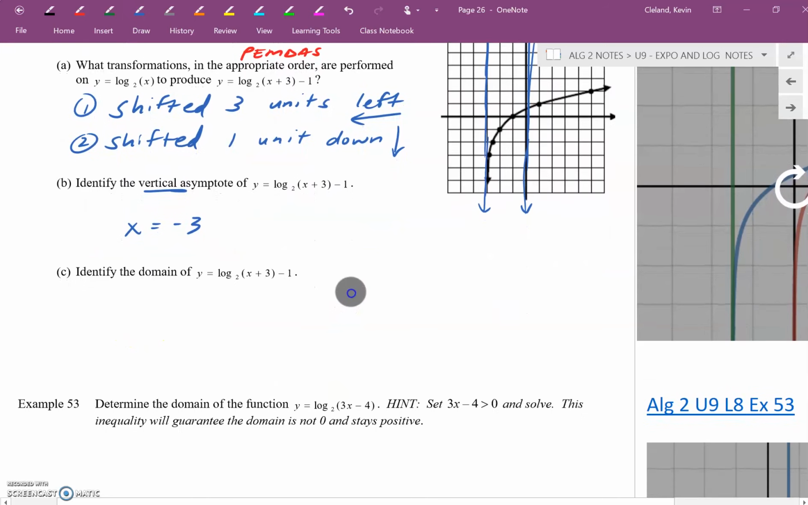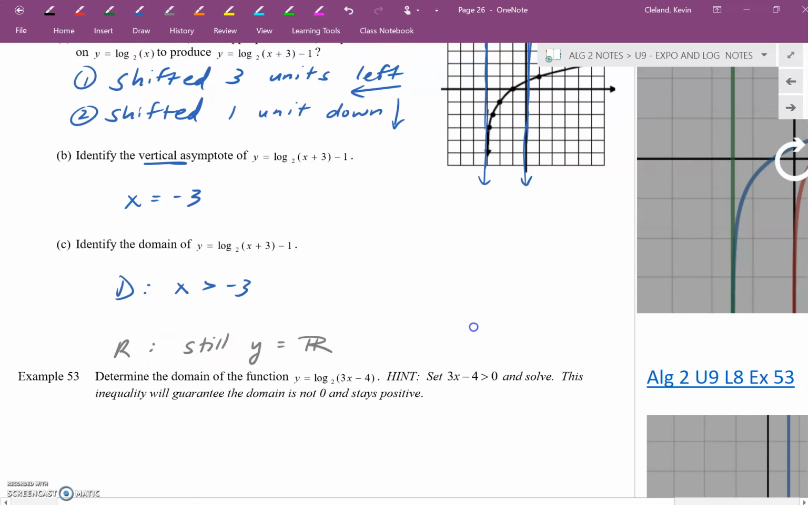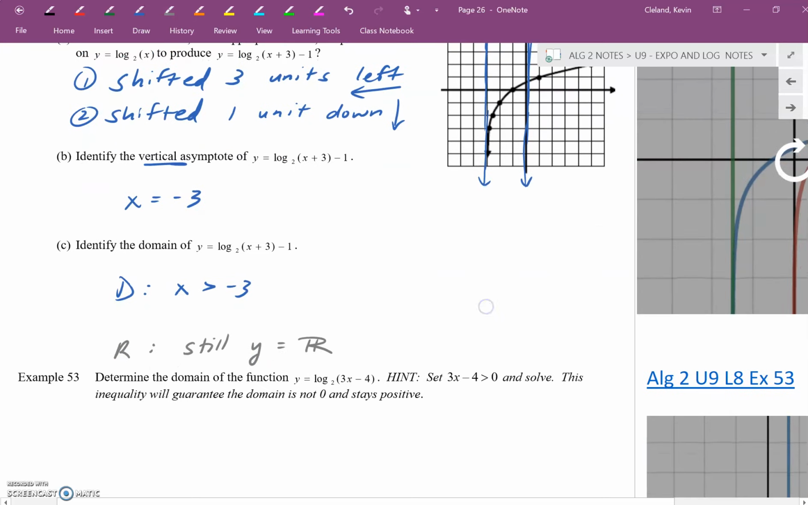And then our domain, okay, well, the domain was x is greater than 0. In other words, everything beyond 0, moving forward to the right. So now our domain is x is greater than -3. It's important to note, even though they didn't ask it, that the range hasn't changed. That's still all real numbers. Still going down forever and up forever.